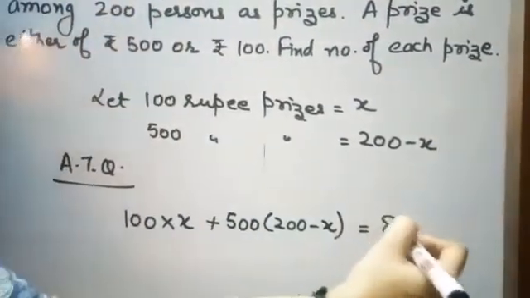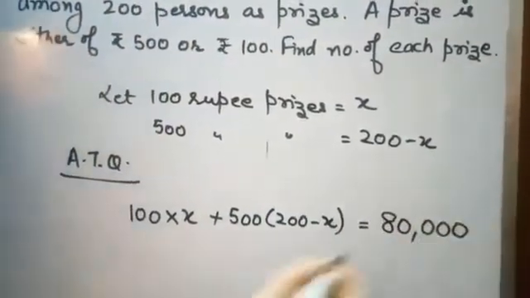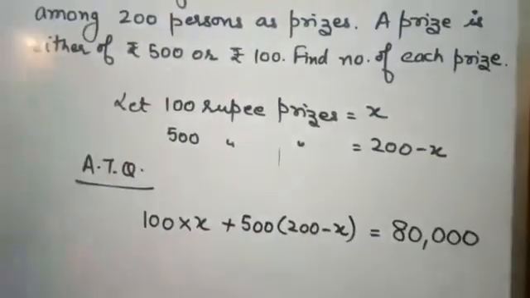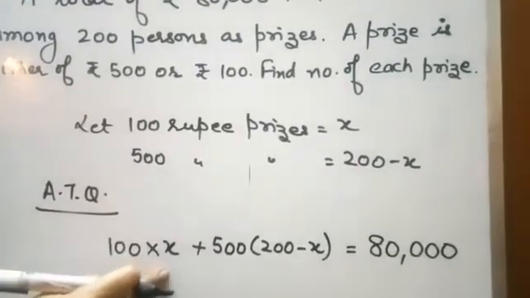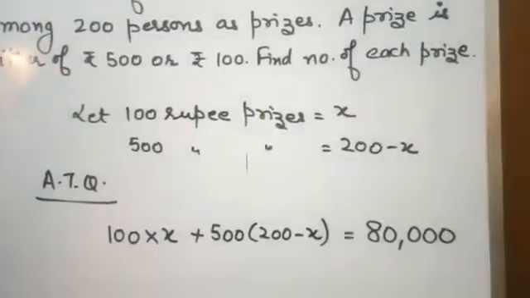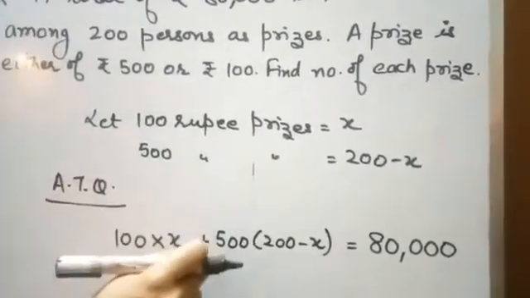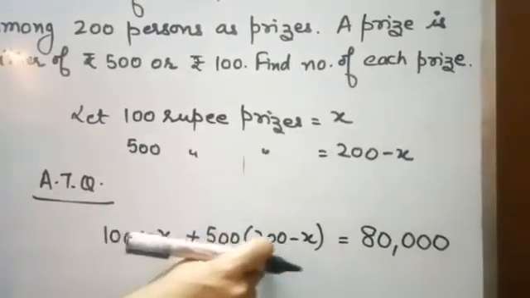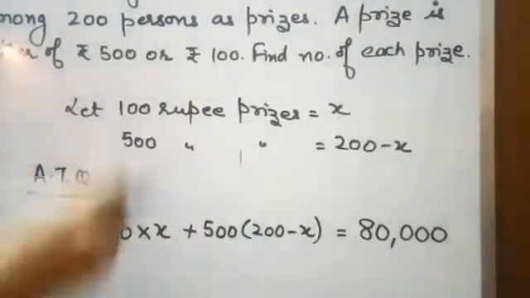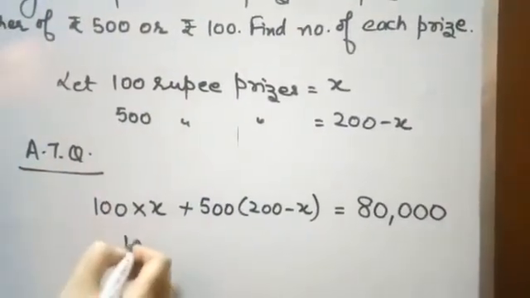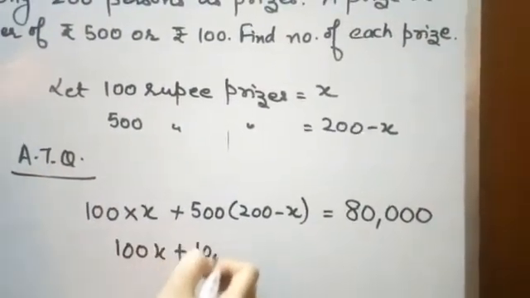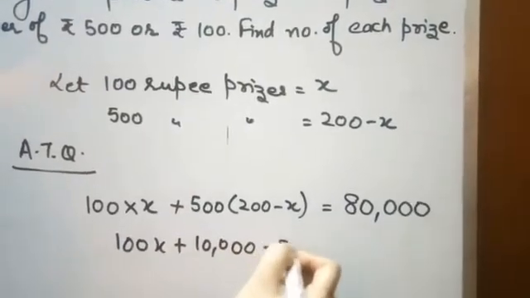That total money is 80,000. Again I am explaining: if you are purchasing x prizes of 100 rupees, you are spending 100 into x, and if you are getting 200 minus x prizes of 500 rupees, again you are multiplying 500 by 200 minus x, and the total money spent is 80,000. Now you got your ATQ: 100x plus 500 into 200 minus x.